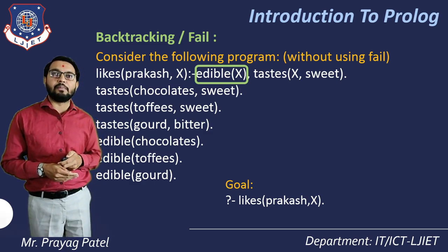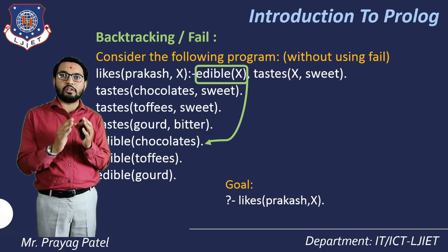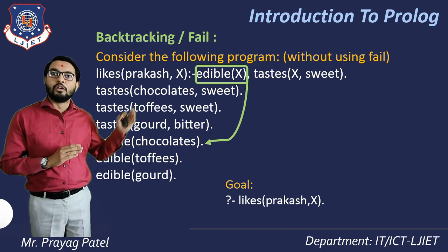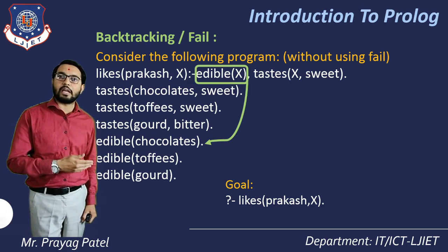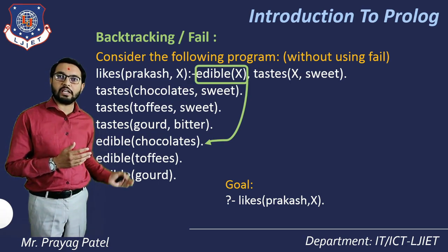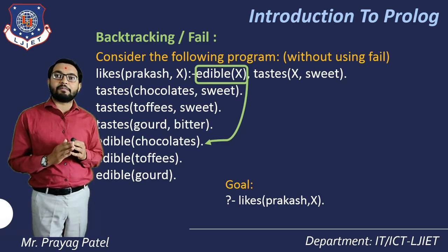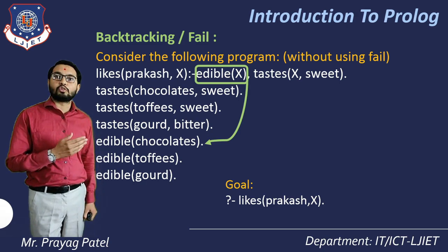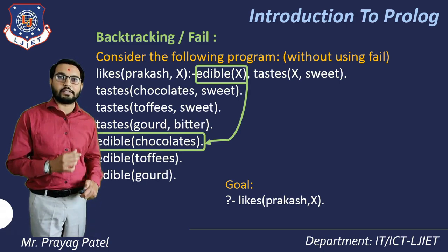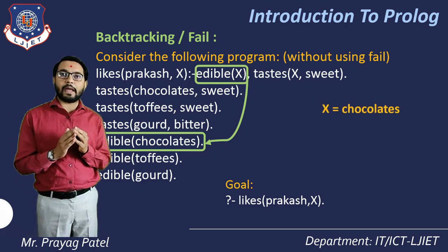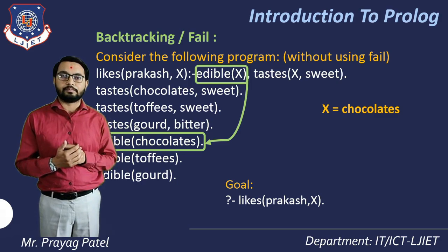So first we check edible X. For edible X we match the first matching rule of edible. So here there are three possibilities: edible chocolates, edible toffees and edible God. These three are possible ways for edible, but which one is the first rule out of these three? The first rule is edible chocolates. So we select the first rule, edible chocolates. Now what is the value of X according to edible X? The first choice is chocolate. So X equals chocolate.